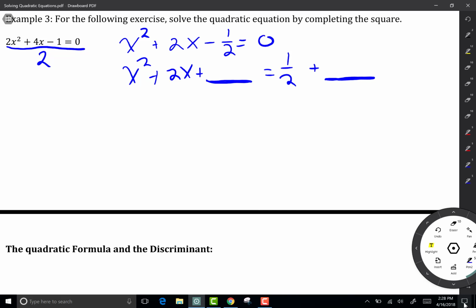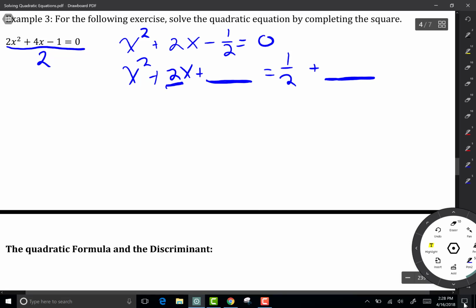Okay, now, in order to make this a perfect square, I got to take the middle term here, take half of it and square it. So half of 2 is 1, and then I got to square 1, and I'm going to get 1. So I put a 1 here, which means I put a 1 over here to make sure everything stays balanced.